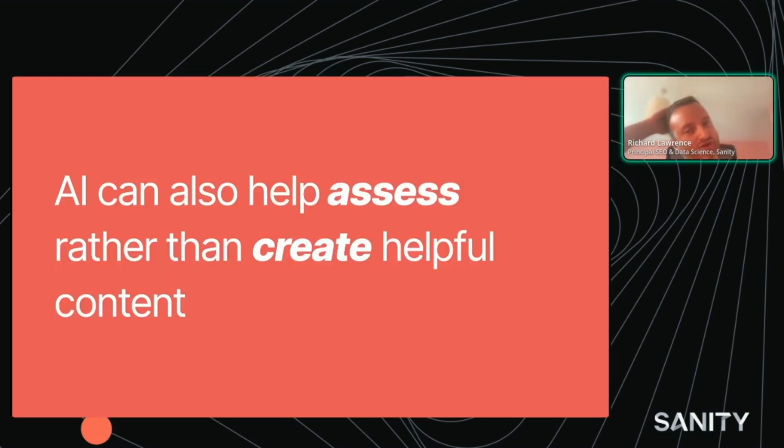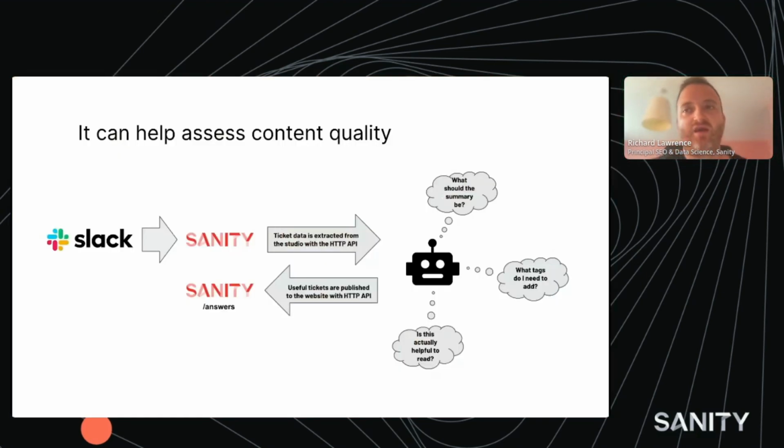So that was all about creating content or making decisions in order to help create content. But AI can also help assess rather than create helpful content as well. So it can actually help decide whether content is going to be helpful or not. And one example of how we do this, and again, this is outside of Sanity, I use the HTTP API for it, and it's running in Python.